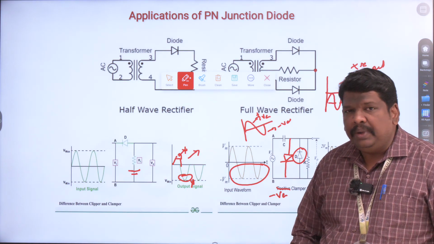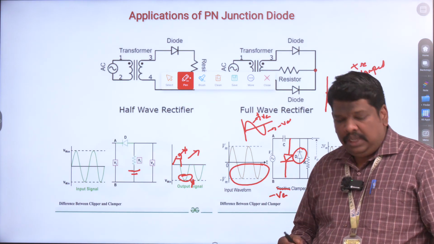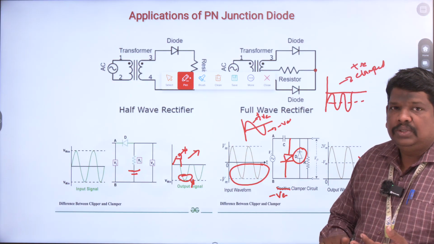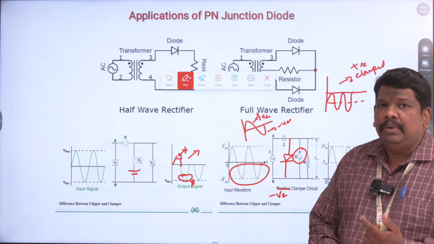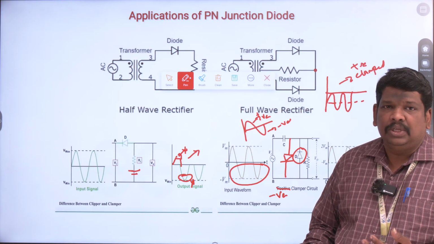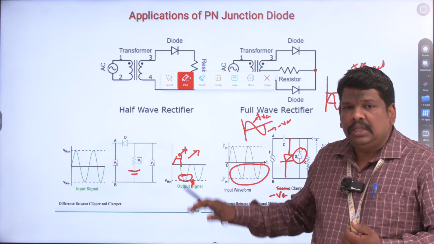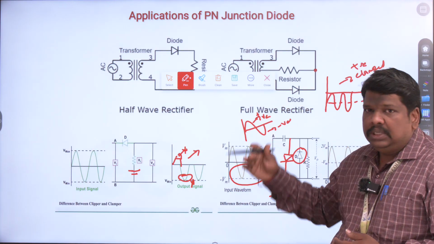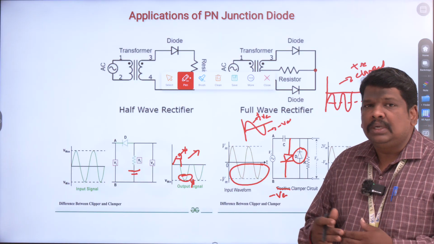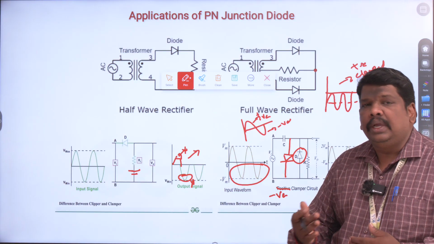So the applications of the PN junction diode are rectifier circuits, as well as the half wave rectifier, full wave rectifier, and bridge rectifiers. The diode can also be used in your clipper circuit as well as your clamper circuit. These are the applications where we can use diodes. Based upon these applications, now we are going to discuss some previous year GATE questions.